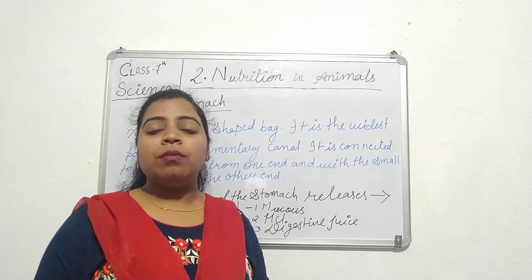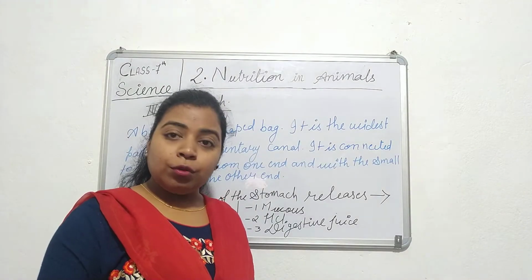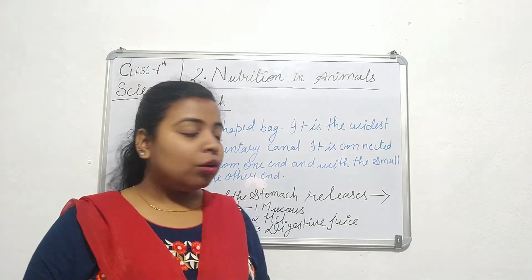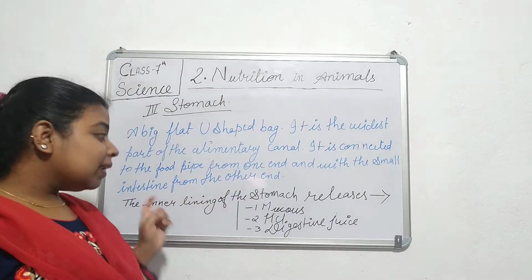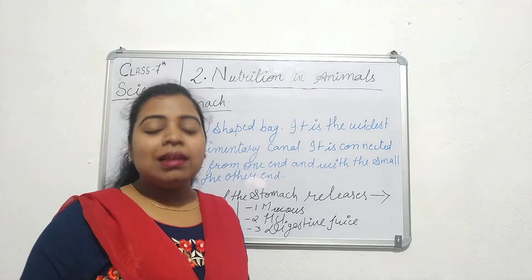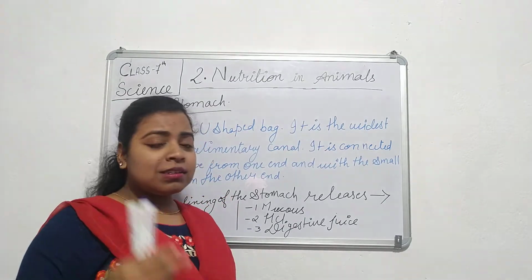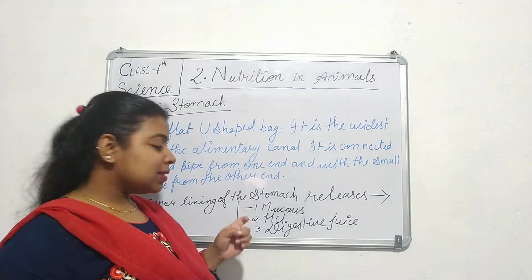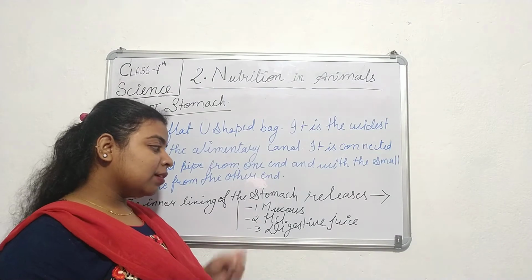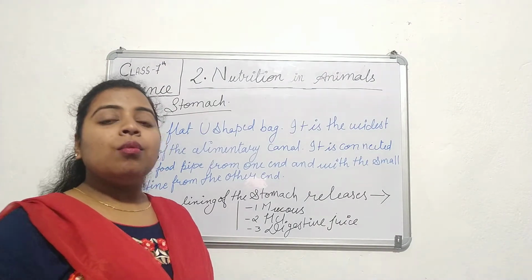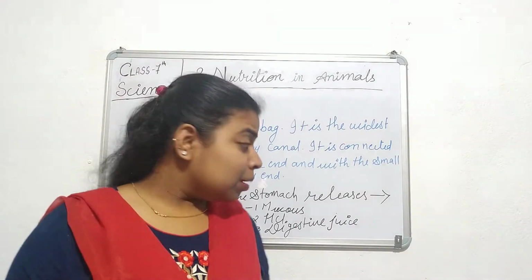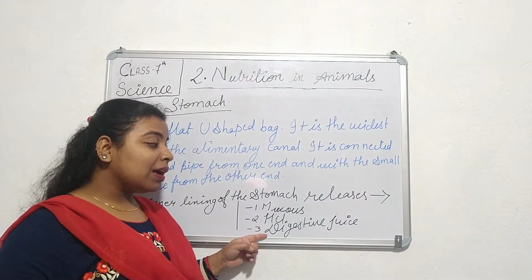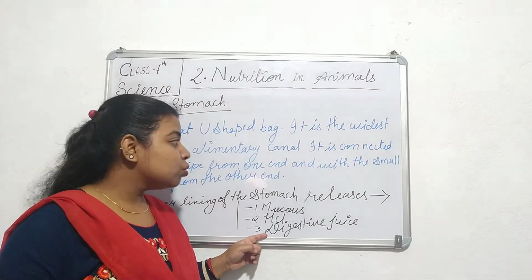It is connected from one end to the food pipe, and from the other end it is connected with the small intestine. The inner lining of the stomach secretes three main juices. First is mucus, second is hydrochloric acid, and third is digestive juice. One by one I will tell you what mucus does, what hydrochloric acid does, and what the function of digestive juice is.